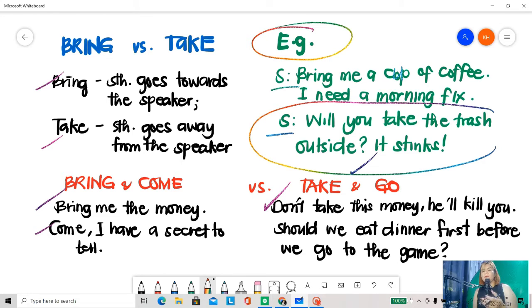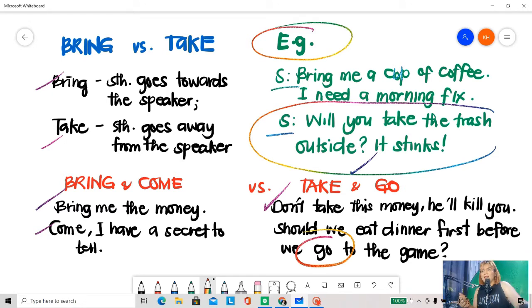And then another example, should we eat dinner first before we go to the game? Should we eat dinner first before we go to the game? The communicative situation here rather is two speakers are speaking or talking to one another, and they are in the same location at the same time, and they are speaking about a motion or an action that requires moving from their location and going to another place. Okay? So again, basically, bring, come towards the speaker. Take, go, away from the speaker.